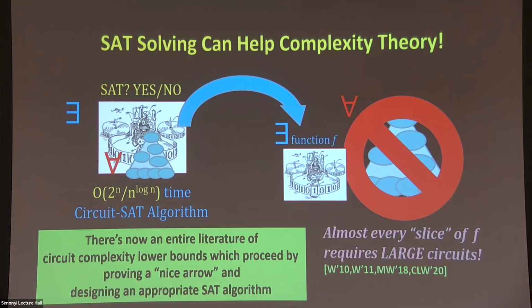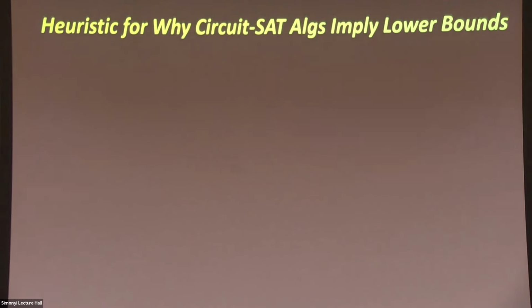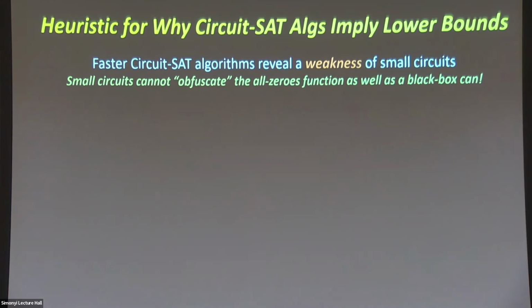Yeah, so there's an entire literature now of circuit complexity lower bounds which proceed by proving one of these nice arrows of implication and designing an appropriate SAT algorithm. But maybe I should try to give some heuristic for why this could possibly be true. Why should improvement over exhaustive search tell us anything about the impossibility of computing some function? The idea is that a faster circuit SAT algorithm reveals a weakness in a small circuit. In some real sense, a small circuit can't obfuscate the all zeros function as well as a black box can, if you have a SAT algorithm, right?